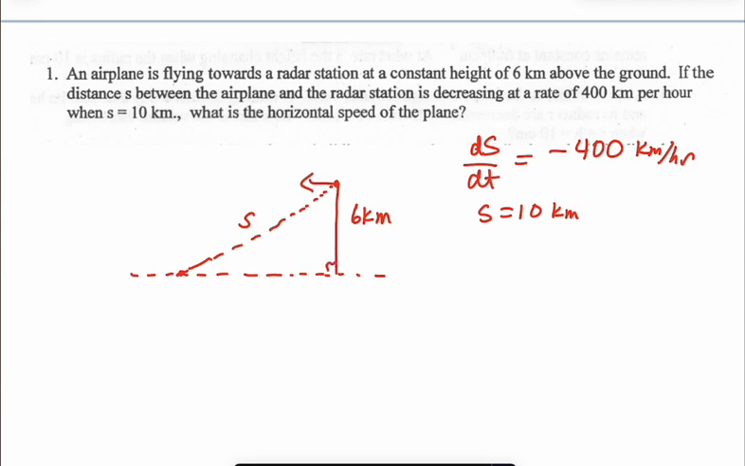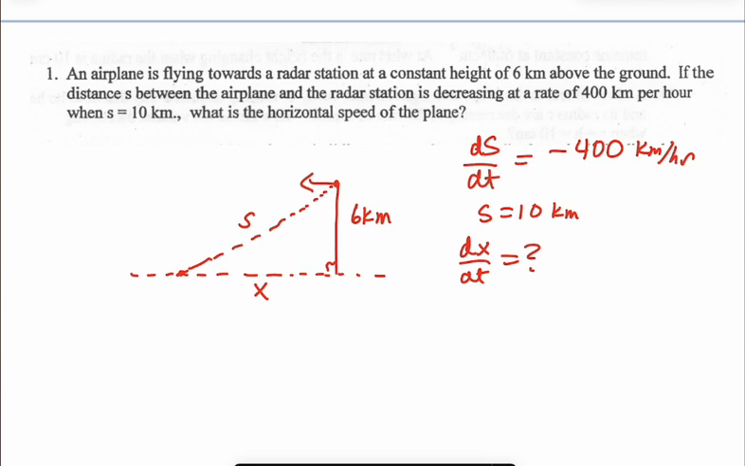Okay, so now I got a little picture. I pulled out the rates and the information from the problem. And then it says, what is the horizontal speed of the plane? So let's put a little x here for the horizontal distance so that we can find what distance the plane is actually traveling horizontally. So we need to find dx/dt. We've pulled out every piece that they've given us from the problem, and we've done the drawing and the rates.